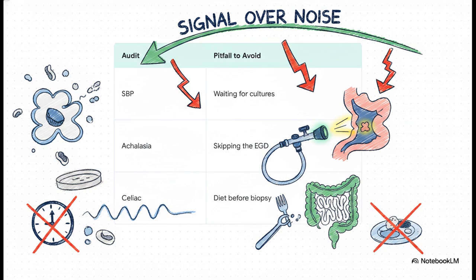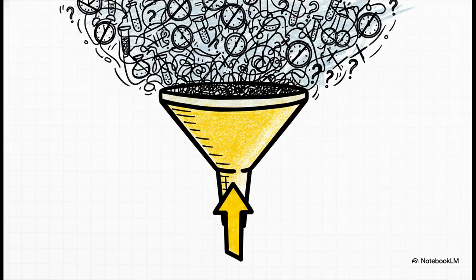For SBP, trust the PMN count over the slow, unreliable cultures. For achalasia, never trust a functional motility scan until you've used an EGD to rule out a mechanical cancer. And for celiac, please don't let a premature dietary intervention erase the mucosal evidence you desperately need for a gold standard biopsy.